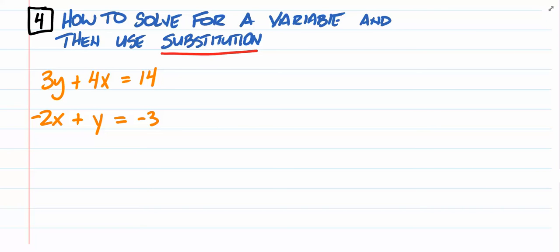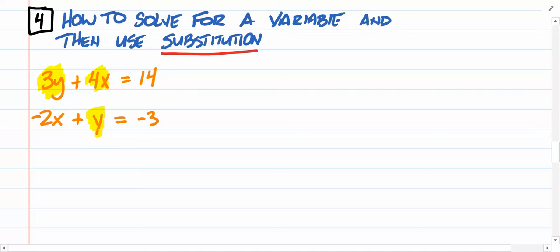Box number 4 is a more complicated example of using substitution. Notice the directions say to solve for a variable and then use substitution. So let's take a look at our first equation. I have 3y and a 4x and then I have 14. So I would have to isolate the x or the y and then divide by either the 3 or the 4 to get an x or y by itself. But if you'll notice, in the second equation, I have a single y variable sitting right there. So it's a lot easier to solve for that variable in the second equation than in the top equation. So that's what I'm going to do first.